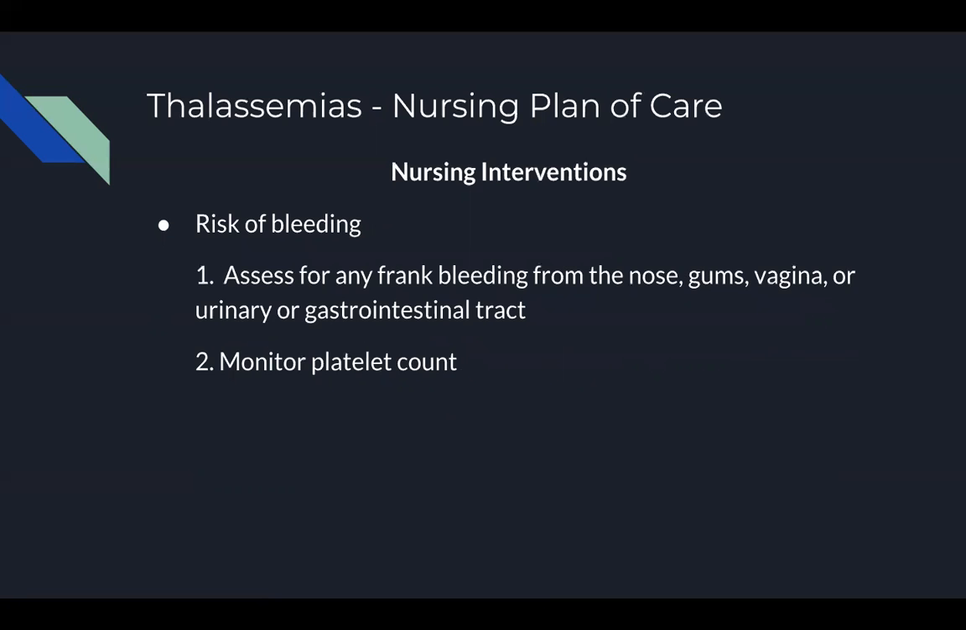Next one. For the risk of bleeding, assess for any frank bleeding from the nose, gums, vagina, or urinary or gastric tract. Also monitor the platelet count, and teach the patient to use a soft toothbrush to clean the mouth and to avoid body contact sports, like football or basketball.